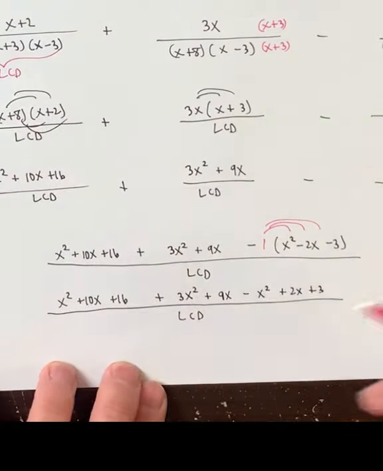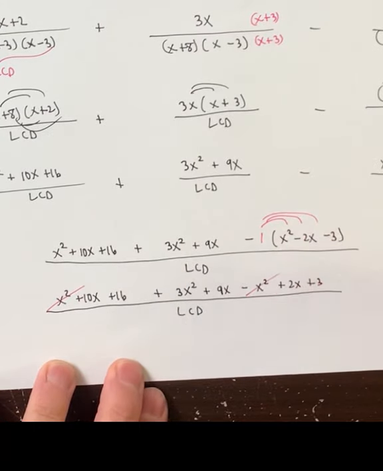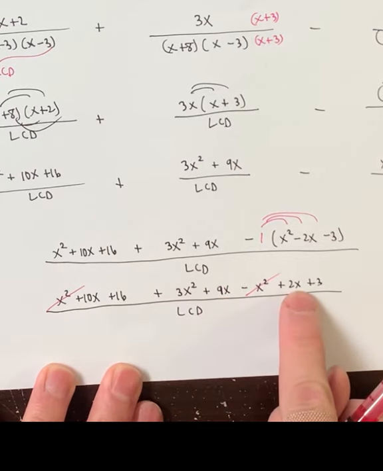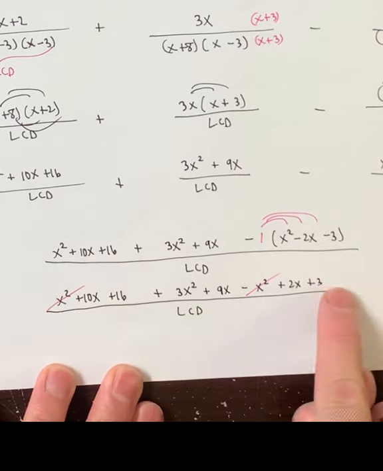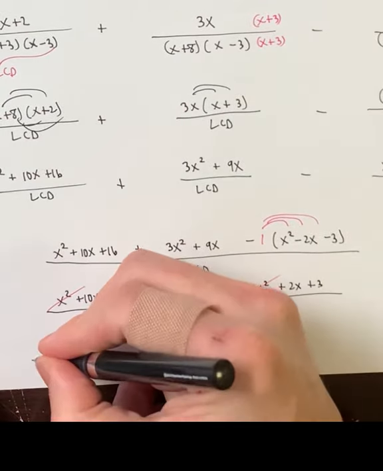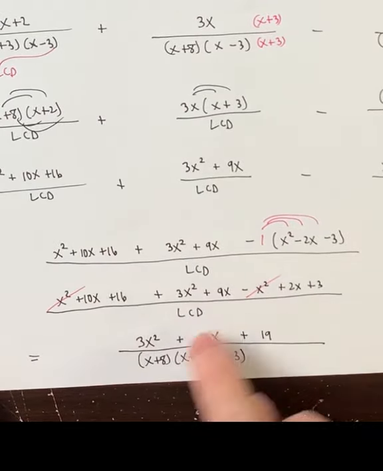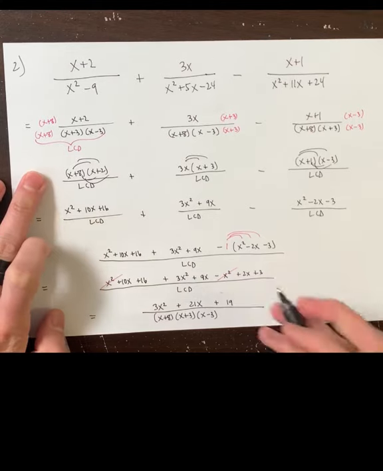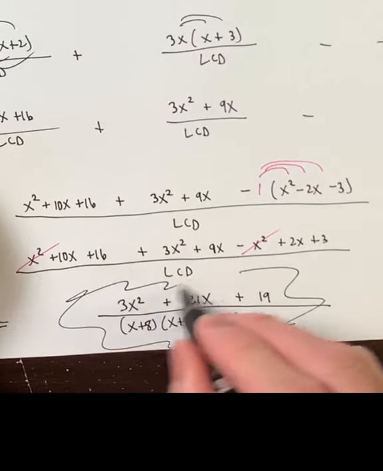Now let's see what happens. This x squared knocks out that negative x squared, and that piece stays the same. We can combine 10x, 9x, and 2x, and we can go 16 plus 3. So if you combine like terms in the numerator, here's what we should get. Combining like terms up here gives you these pieces there. And instead of LCD, you fill in what the LCD actually was. And this here would give us the final result.